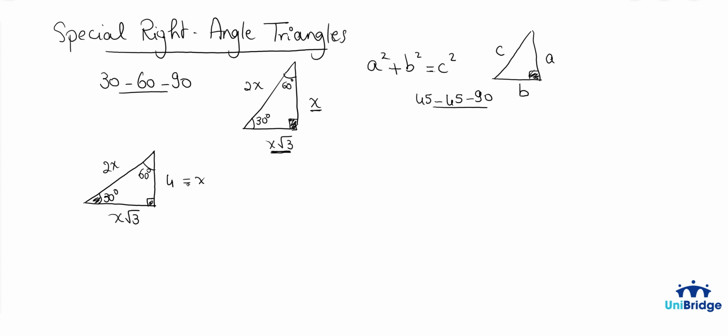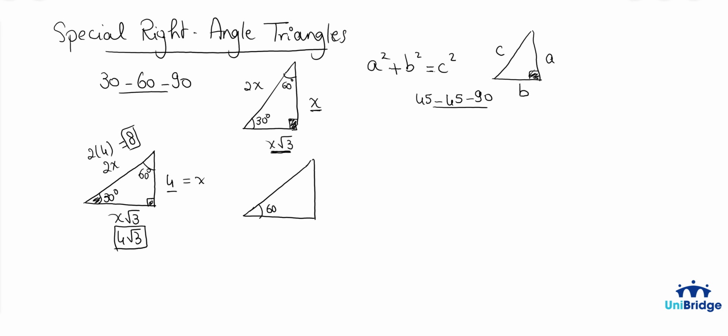Since you know that your x is 4, this means that this side is going to be 4 root 3. And since your x is 4 again, this is going to be 2 multiplied by 4, which is 8. So you succeeded in getting the other two sides using the ratio by only knowing one side, which was the 4. This was the only one that was given. Let's try the same triangle.